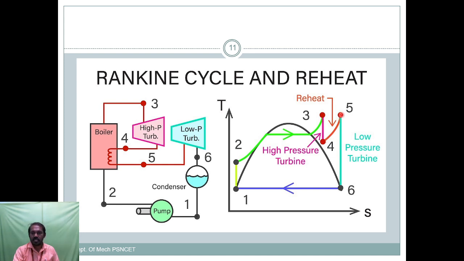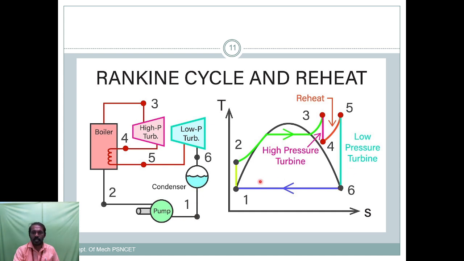After reaching process 5, it goes to the low pressure turbine. After the steam is released through the low pressure turbine, the temperature totally declines. That is, temperature totally decreases at constant entropy. After completing the low pressure turbine, the steam reaches the condenser. The condenser is a heat exchanger device. The gas is converted to water. So the water again goes to the pump.